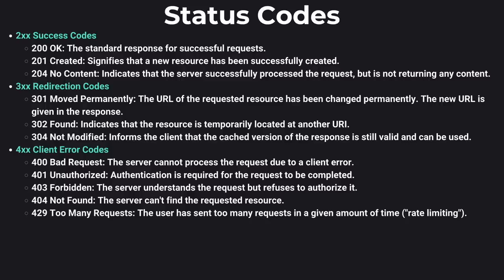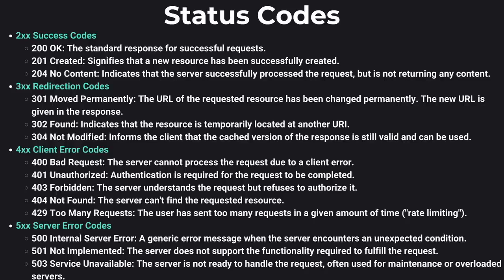400 series are client error codes. These are used when the request contains bad syntax or cannot be fulfilled. And 500 series are server error codes. This indicates that something went wrong on the server.